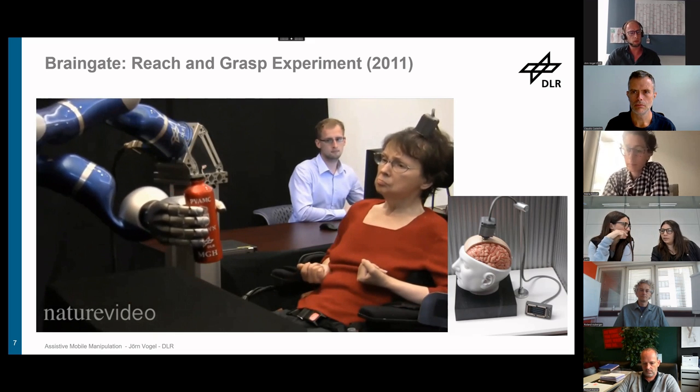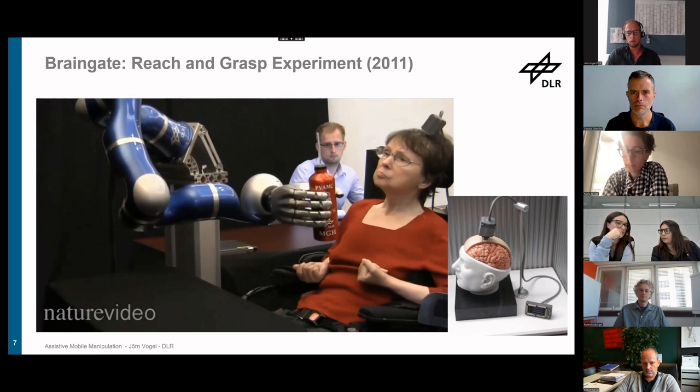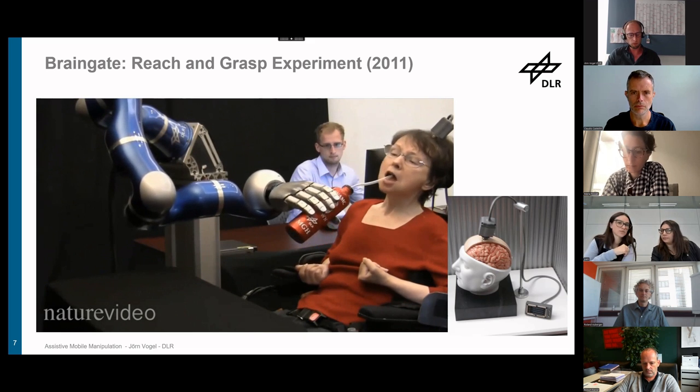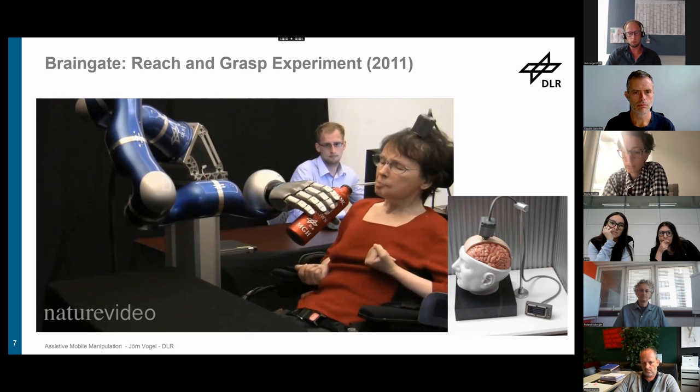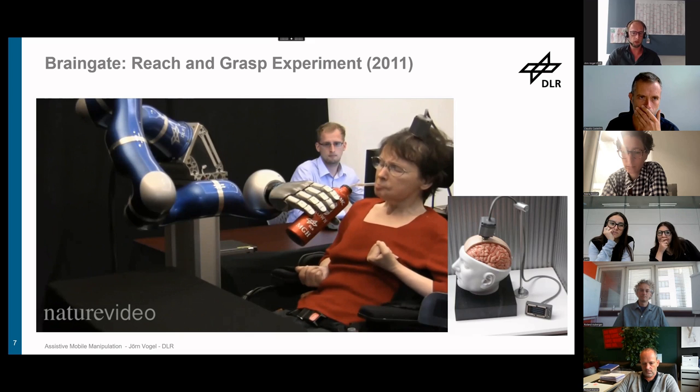Here we have work together with Brown University, where a participant who is paralyzed from the neck down controls the robot arm by thinking of moving her right hand and arm in specific directions. And in this experiment, she was able to basically grab the bottle from the table, bring it to her mouth, and drink from it. And this is work we have done in the US back then, because Brown University, who developed the interface, had the participant there, and such interfaces were not allowed in Europe back in those days. But now there's, as said, much more research going on in this brain-machine interface direction.